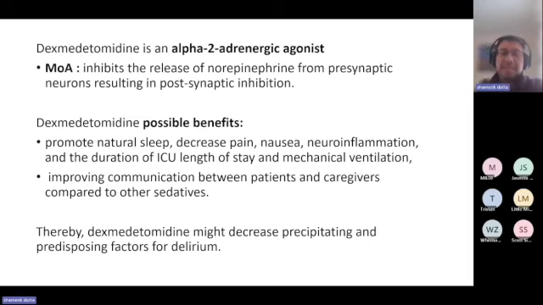Dexmedetomidine is still quite a new drug. It is an alpha-2 agonist. Its mechanism of action is that it acts on the alpha-2 receptors. The alpha-2 receptors are G protein inhibitory, so they inhibit the release of noradrenaline from the presynaptic neurons, leading to postsynaptic inhibition, which can result in sedation, which mimics normal sleep.